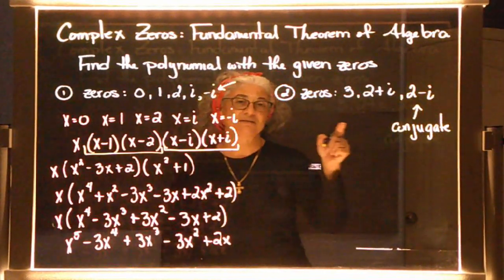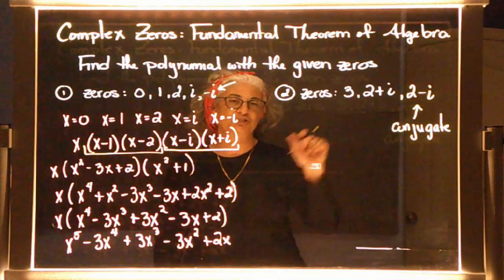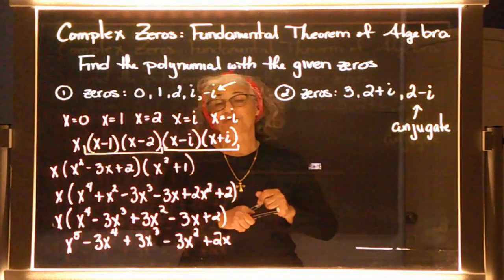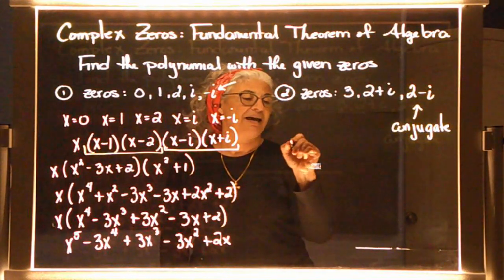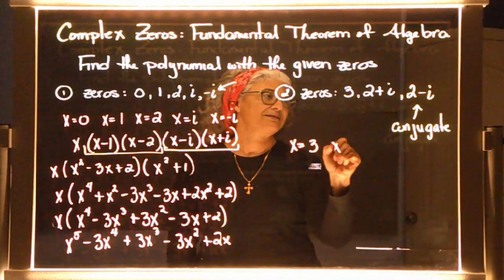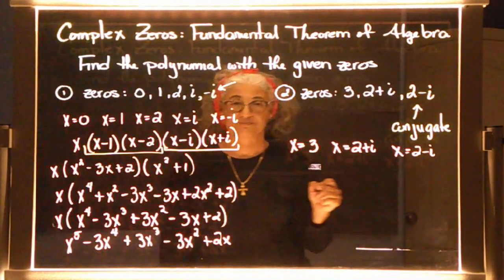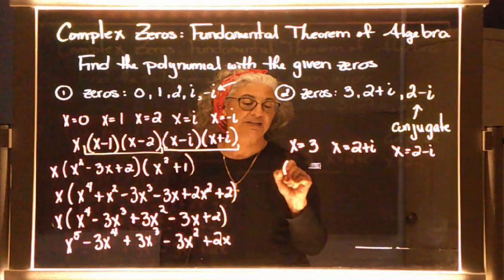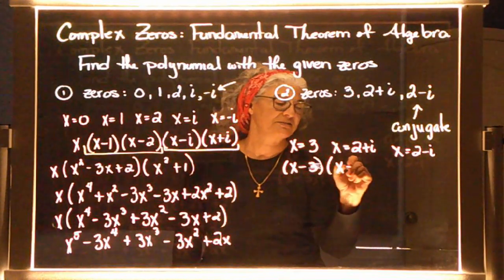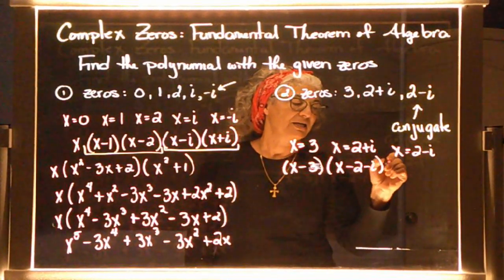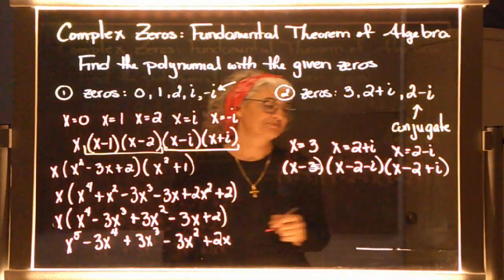The conjugate means the real number stays the same sign. The imaginary number switches signs on me. Okay? So now I get to approach it like I approach this one. I am going to get x equaling 3, x equaling 2 plus i, and then x equaling 2 minus i. Yes? This first one came from an x minus 3. The second one came from, that's right, minus the 2 over, minus the i over. And the last one came from, that's right, minus the 2 over, add the i.